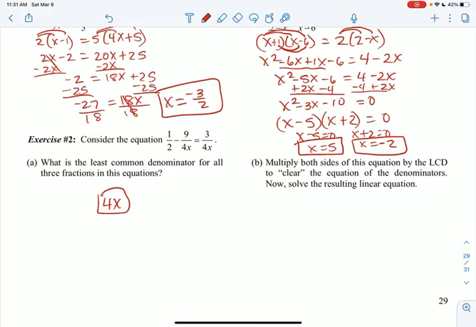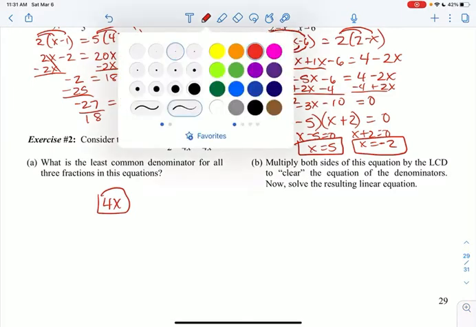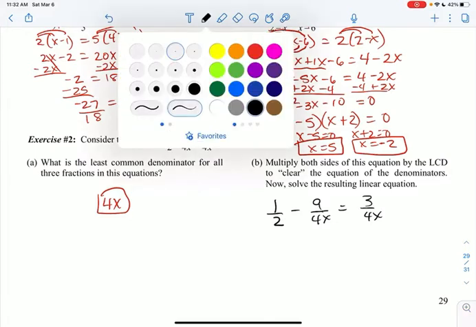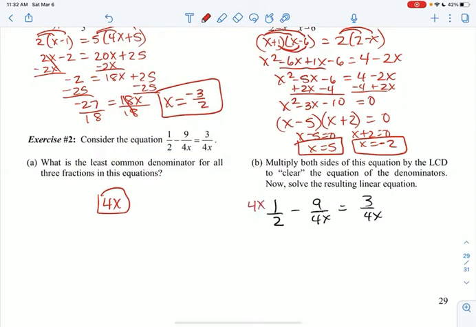So then what you're doing is, I'm going to rewrite it down here. You have to multiply everything by the least common denominator because basically that will clear the fractions. It will get rid of those denominators. So everything gets multiplied by 4x, every single term.